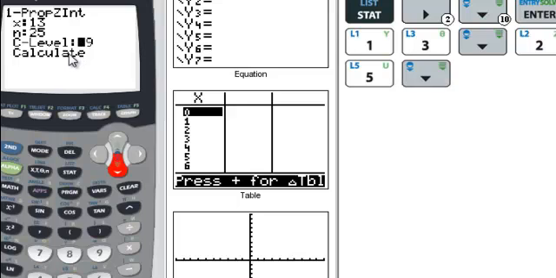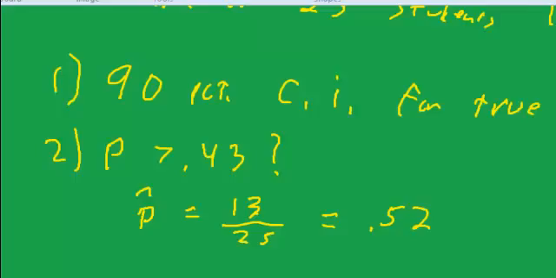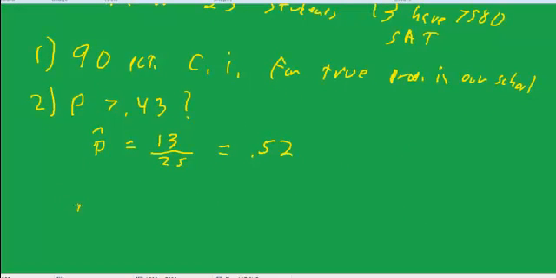Okay, and we get 0.356 to 0.684. That's our confidence interval. Okay, that's a pretty wide confidence interval. It includes the 0.43, so I'm going to guess that we are not significantly different from the 0.43, but let's go ahead and do the test anyway.